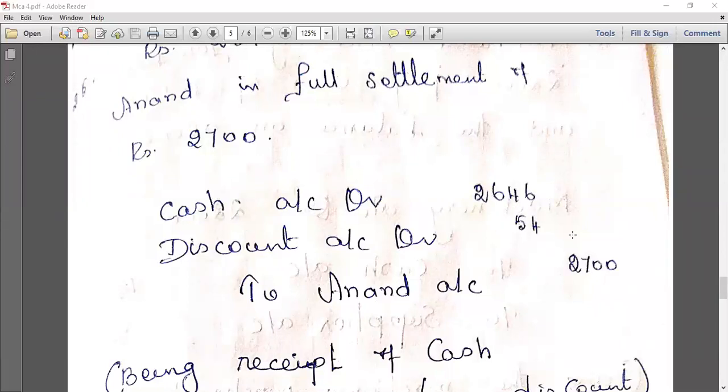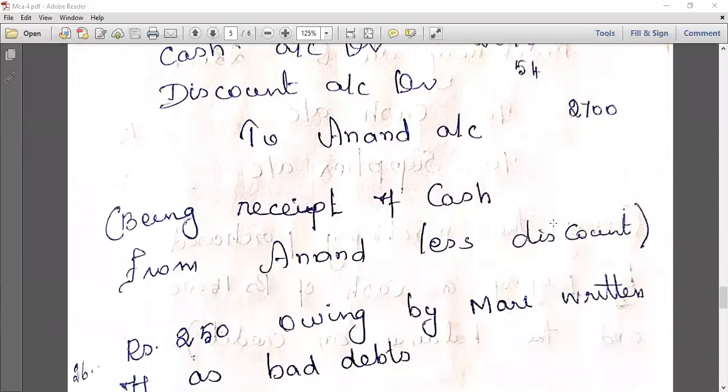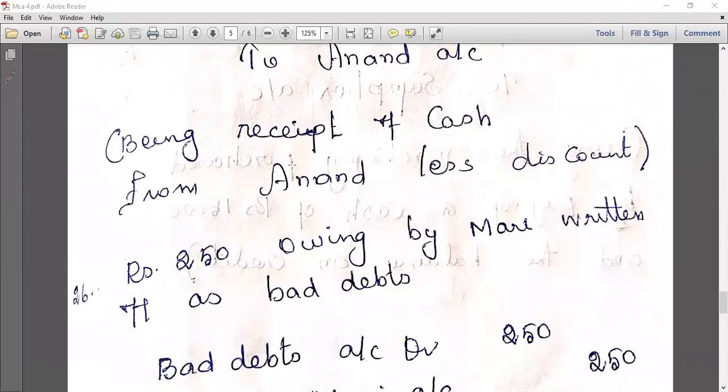The difference between the total amount and the amount received is called a discount. The amount is 54. Being receipt of cash from Anand less discount.